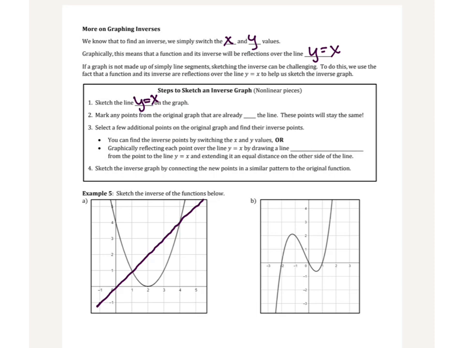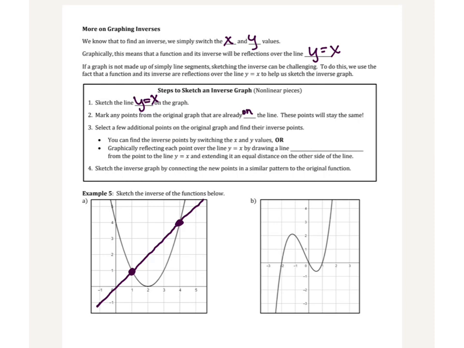Any points that are already on the line y equals x are kind of like bonus points. Those are points that are not going to flip. So any points that are already on the line, you want to label. Now, I would mark a couple of extra points.